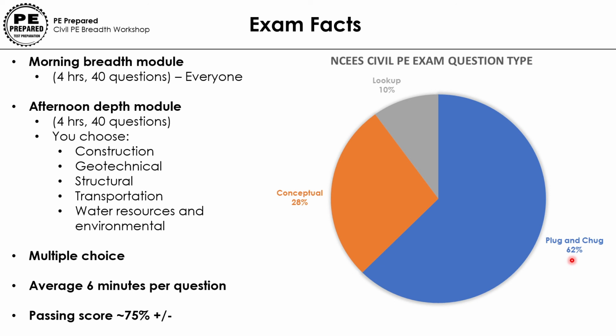So I would encourage everyone to get your plug and chug muscles exercising, and have that familiarity with your references where you can jump into the Civil Engineering Reference Manual, quickly grab the information you need, write out the equation, change some units very quickly, do the algebra, and solve for the unknown. The next largest chunk of the pie chart here are these conceptual questions.